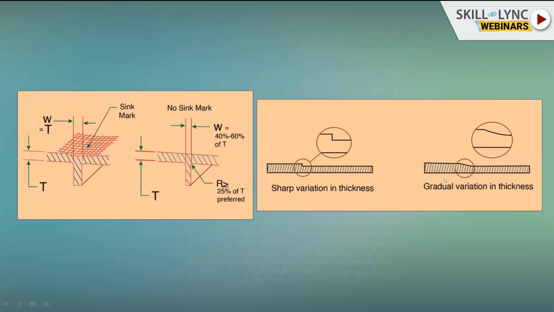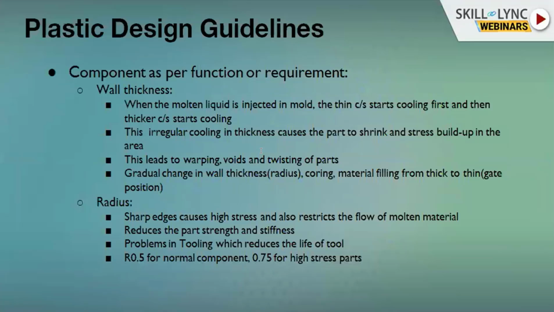What you need to do is, at the intersection area where the high thickness material and the low thickness material meet, provide a very good and very large radius at the end. It reduces the stresses. There should not be any sharp edge, as I said, because it causes stresses. So the next one is the radius.